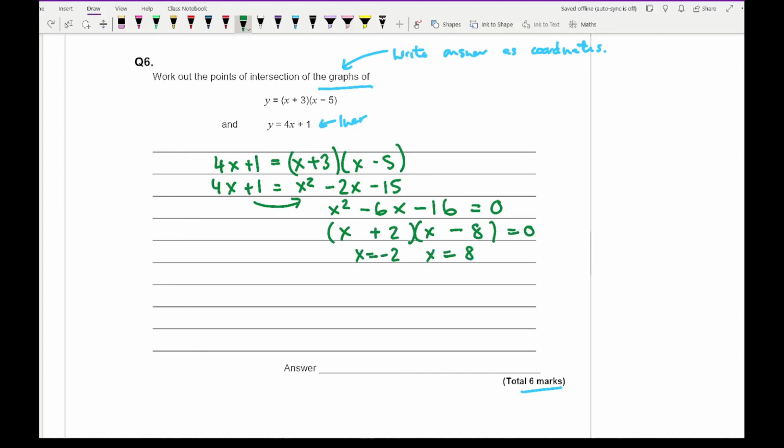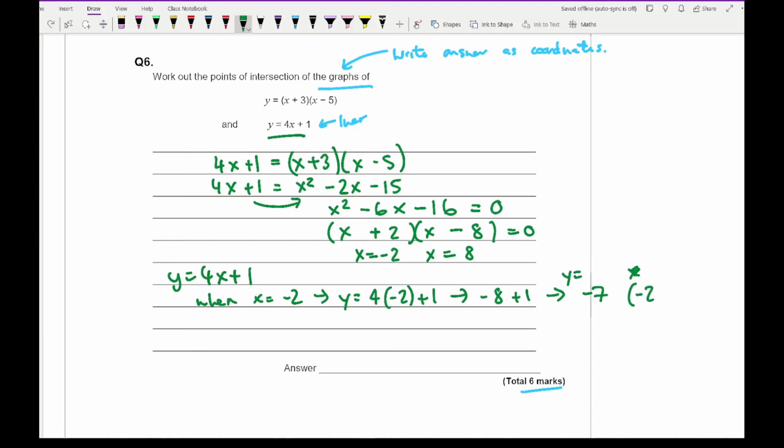Then using the linear equation, y equals 4x plus 1. When x equals minus 2, y equals 4 times minus 2 plus 1, and that's going to be minus 8 plus 1, which equals minus 7. So here, one set of answers is, well, let's write it as coordinates, so y equals minus 7.